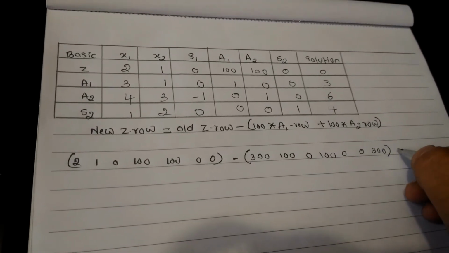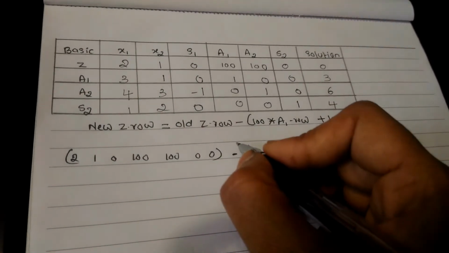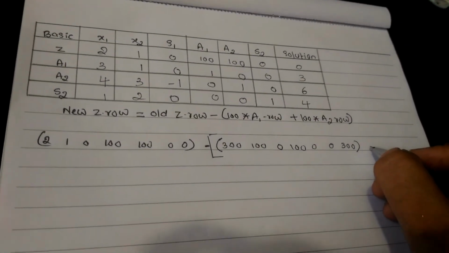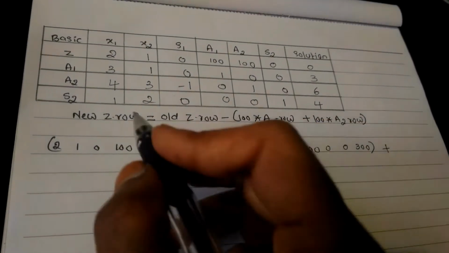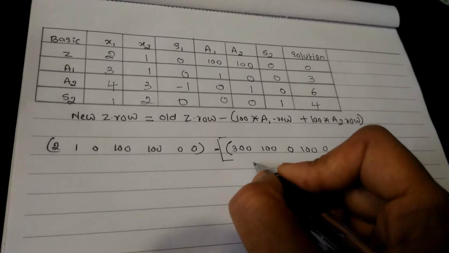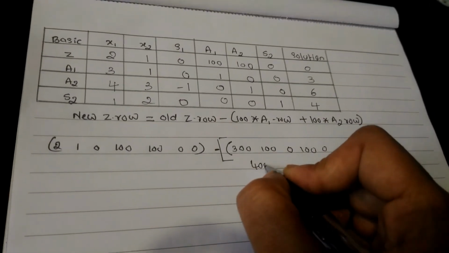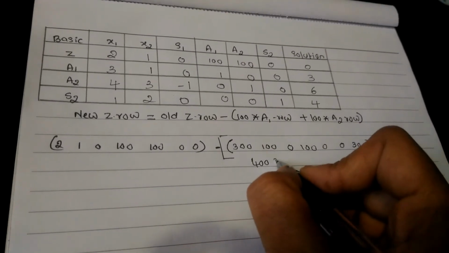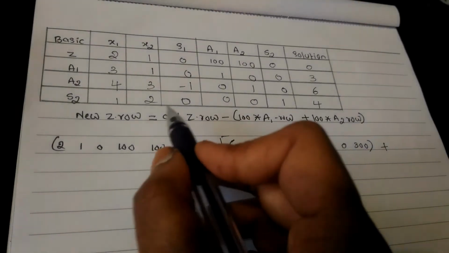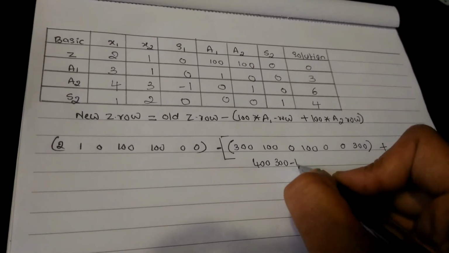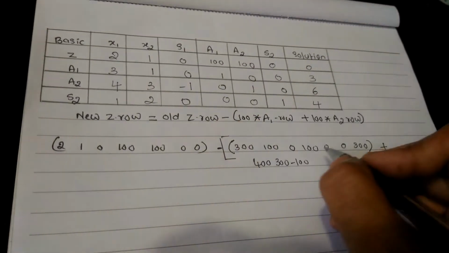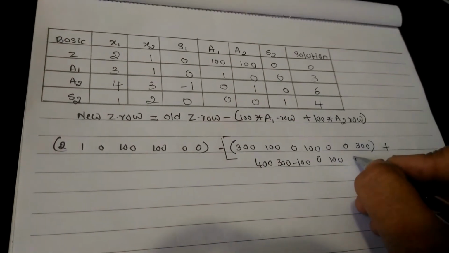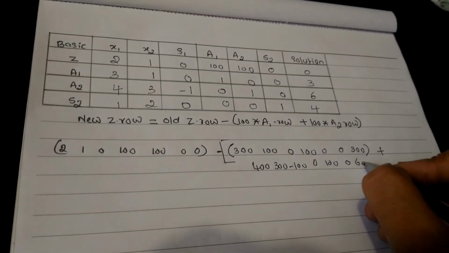Let me put this in this bracket so that you people can understand the calculation easily. Plus 100 multiplied by all the coefficients in a2 row. 400, 300, okay, 300, minus 100, 0, 100, 0 and 600.